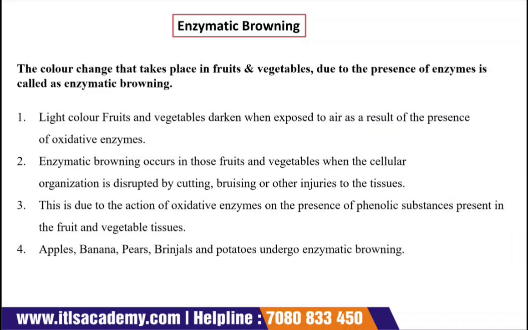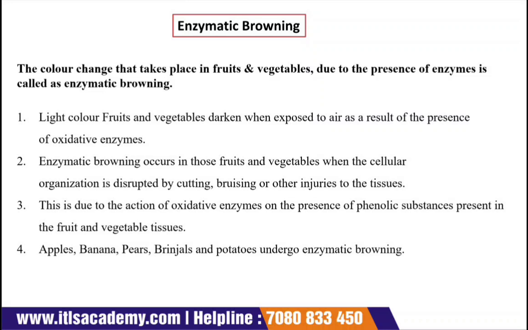So the color changes that take place in fruits, already discussed with the example of apple, and different kinds of vegetables. If you cut a slice of a potato, then again the color changes. Okay, as you see, after some time the color turns into a different color, sometimes a light blackish color, or it is the starting of the brown color. Now, due to the presence of enzyme, it is called enzymatic browning.